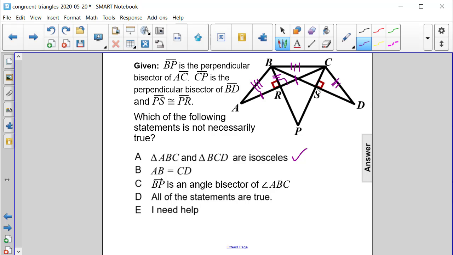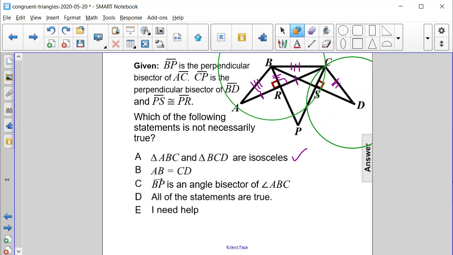Similarly, because CP is the perpendicular bisector of BD, we can show this again with circles. From B to C, I make the circle there, and then from D to C, make the circle there too. We can see the perpendicular bisector, and because these radii are congruent, we can say that BC is congruent to CD, and therefore their measurements are equal. And then if AB is equal to BC and BC is equal to CD, I can say that AB is equal to CD by the transitive property, so therefore choice B is also true.